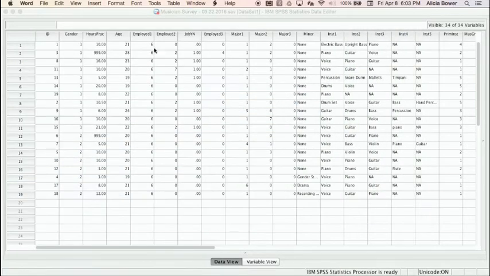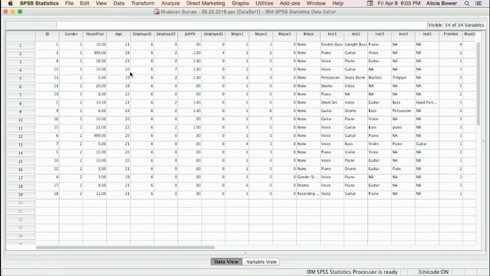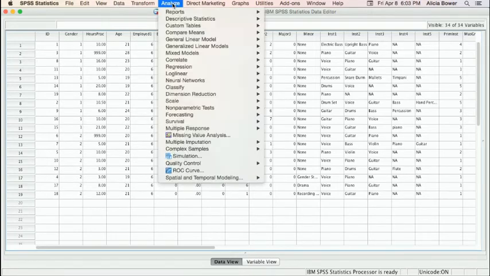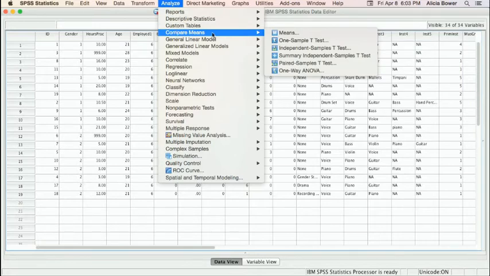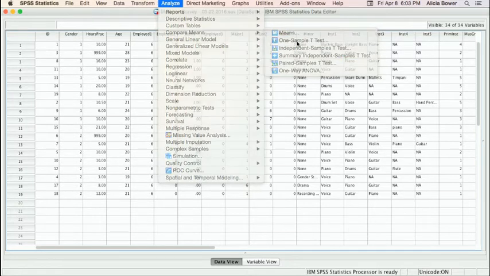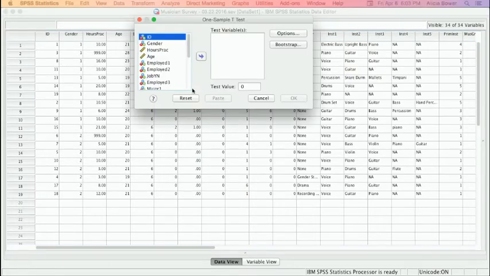So I'm going to minimize this. Here I am back at my data set. So what you can see up here, here's my data set. Up here we've got all of our options. And as always, I go to Analyze. And then I go to Compare Means, fourth one down. And you can see I have some options, one sample t-test, independent sample t-test, which we'll use later. But let's go ahead, we're doing the one sample t-test. So click on that, and then this dialog box comes up.